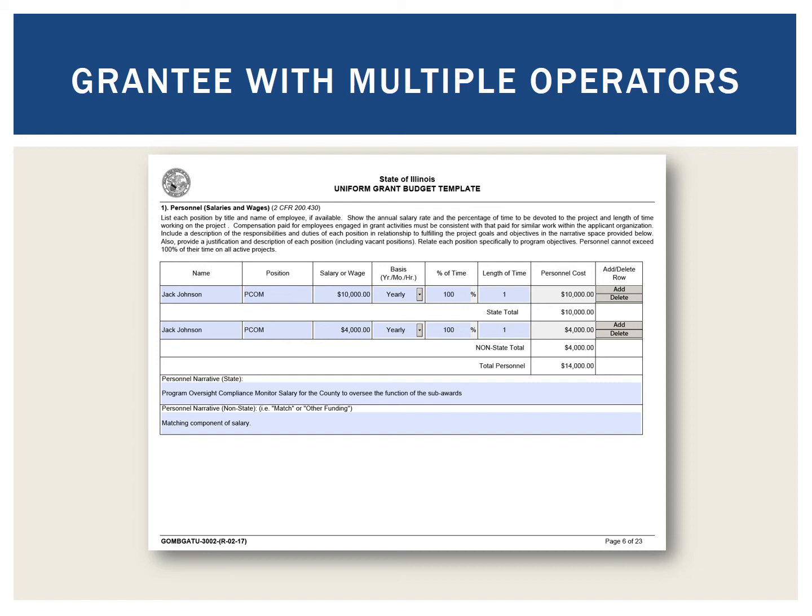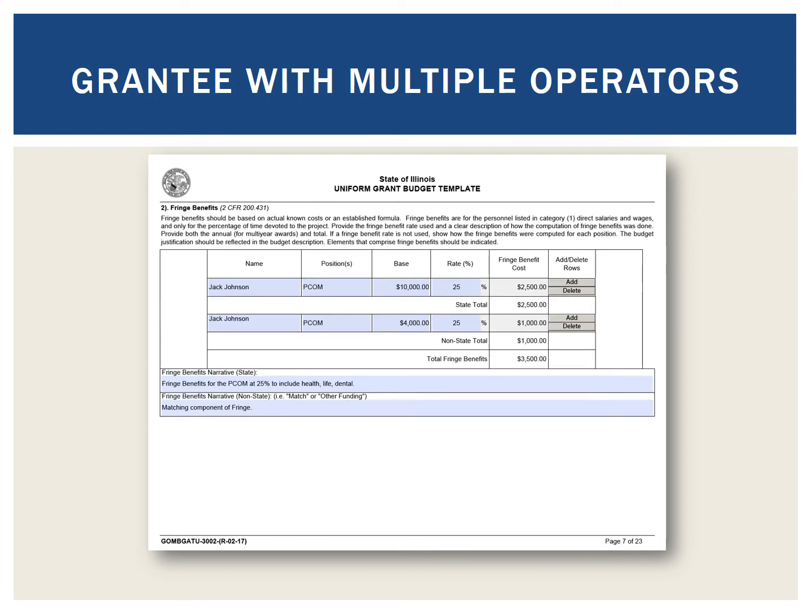We would like to draw your attention to the bottom of the page, to the narrative section. In this section, the grantee should provide any details to clarify information provided. In this situation, the acronym PCOM is spelled out along with a description of the duties. Below that, the example provides an explanation of the non-state total of $4,000 as the matching component of the PCOM salary. Please note that this amount matches the information provided in Section B of the uniform budget.